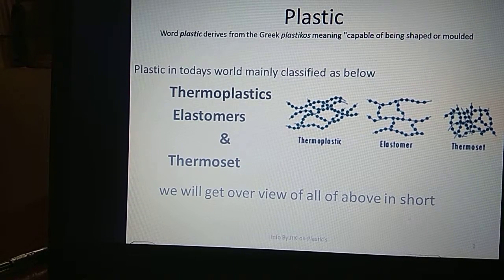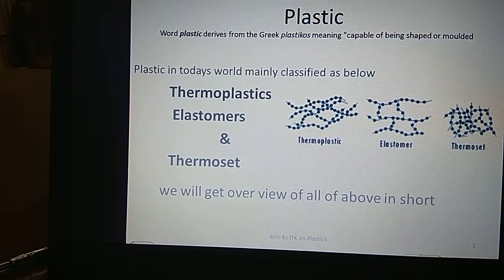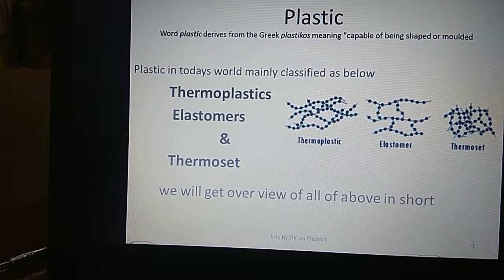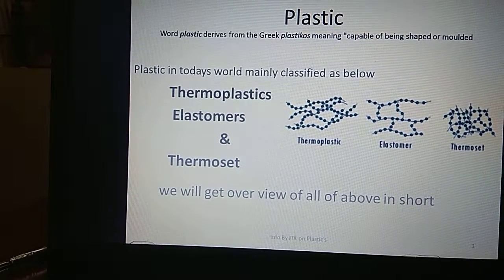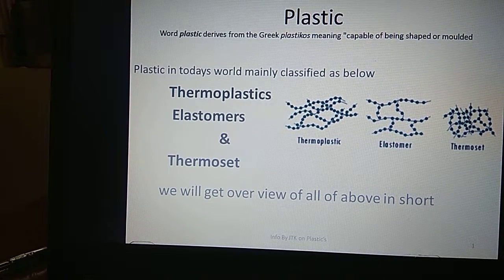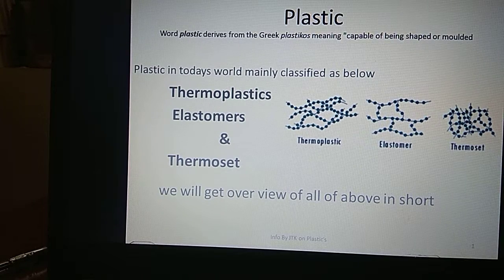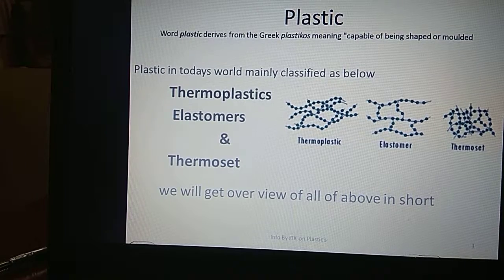Okay, let us see plastics for beginners. The word plastic is derived from a Greek word, plastikos, and basically what it means is capable of being shaped or molded. That is the meaning of plastic in Greek.